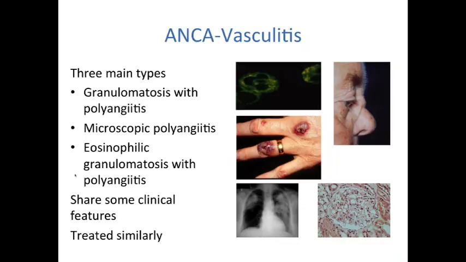These three sorts of ANCA vasculitis share some clinical features, and therefore they tend to be treated similarly. It's worth reminding you that most of the data on clinical outcomes and treatment are derived from granulomatosis with polyangiitis, GPA, and microscopic polyangiitis, MPA. There's been relatively little research on the treatment of eosinophilic granulomatosis with polyangiitis, although that is changing, and we're beginning to consider that that might actually be a different condition from the other two forms of ANCA vasculitis.